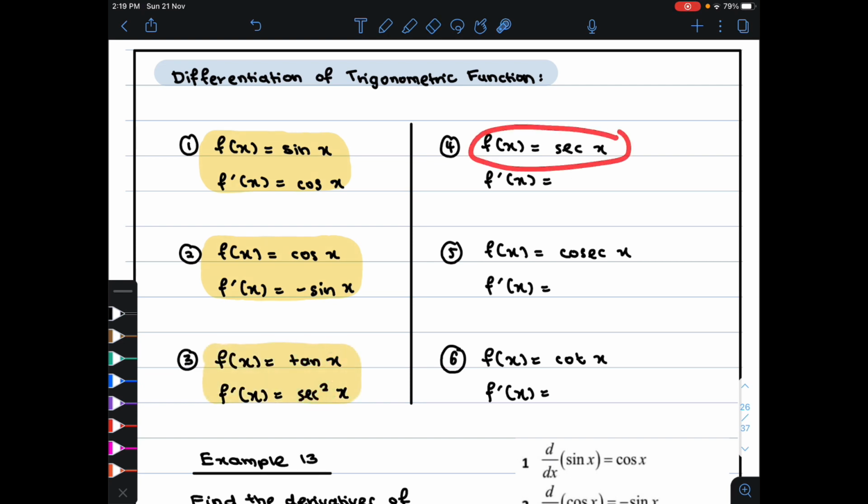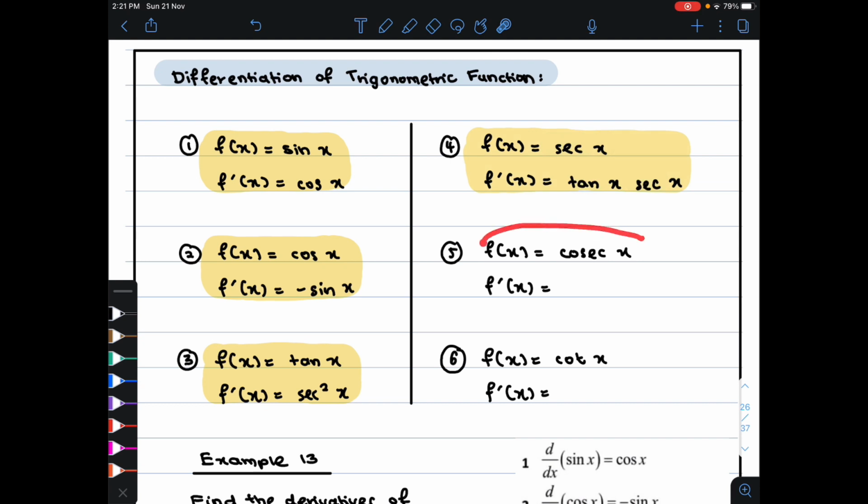Next is f(x) equals secant x. When you differentiate f(x), you'll get f prime x. When you differentiate secant, you'll get tan times secant. The function x stays the same. But don't forget that you still need to differentiate the function x. So you'll times with 1, and we can just ignore 1 as per usual. And hence, when you differentiate secant x, you'll get tan x secant x.